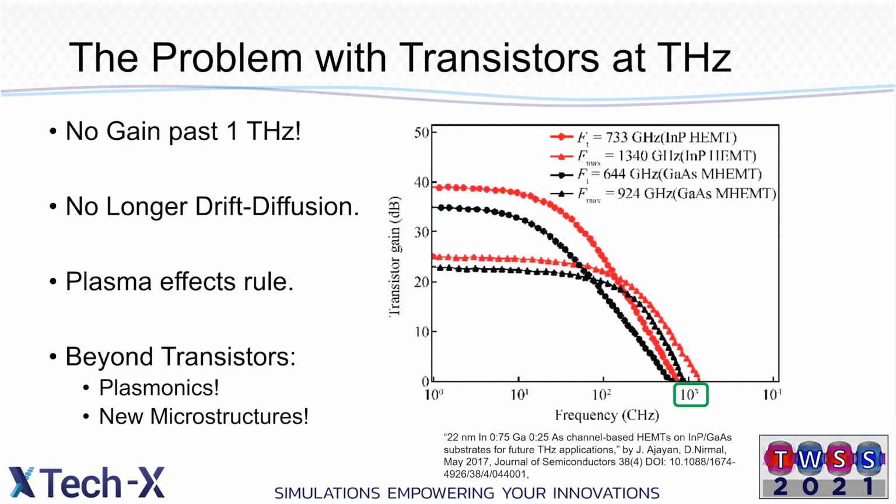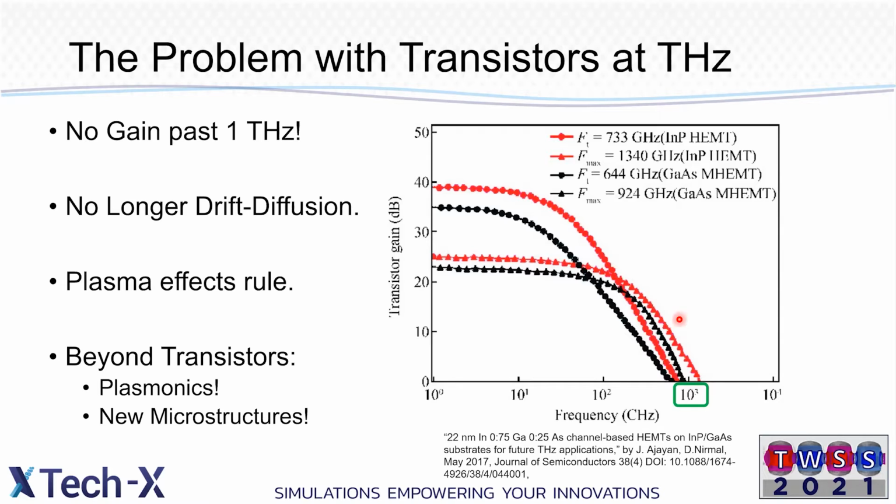At terahertz, there's a problem. Transistors don't work anymore, so we cannot use transistors as good amplifiers. We can't get gain. This is the traditional picture you see. Here's a frequency scale in gigahertz. So 1 gigahertz is over on the left, 10 gigahertz, 100 gigahertz, 1,000 gigahertz is a terahertz. And you can see that the transistor gain falls off to 0 almost exactly at 1 terahertz. So what do we do? That's the source of our terahertz gap in terms of microwave sources.